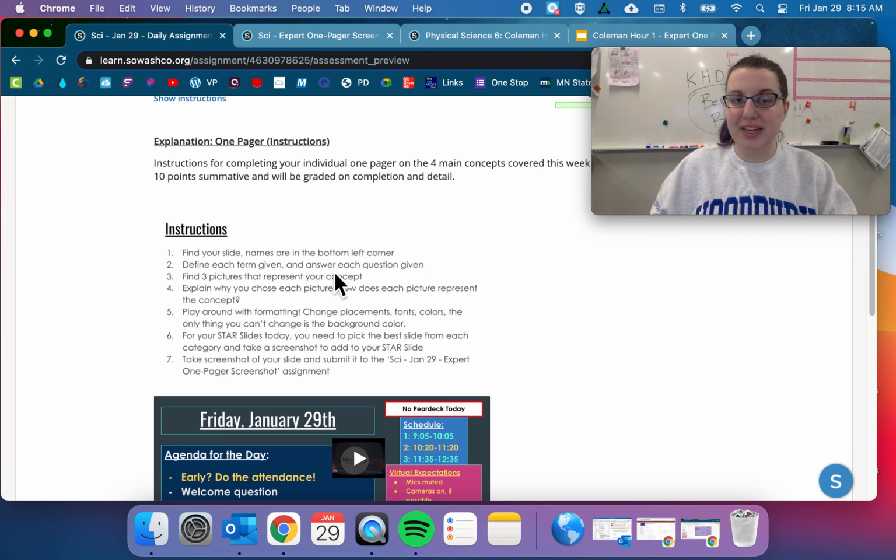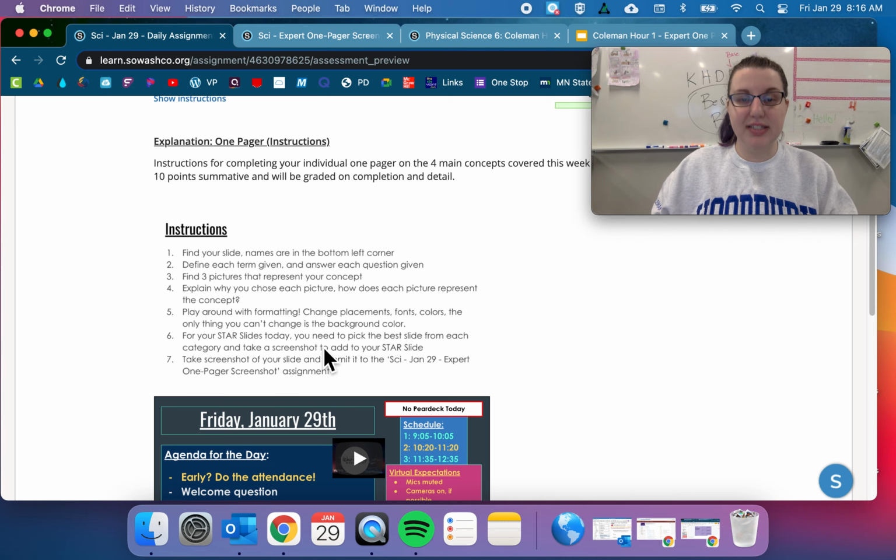Define each term given and answer each question given. Find three pictures that represent your concept. Explain why you chose each picture. How does each picture represent the concept? Play around with formatting. Change placements, fonts, colors. The only thing you can't change is the background color.